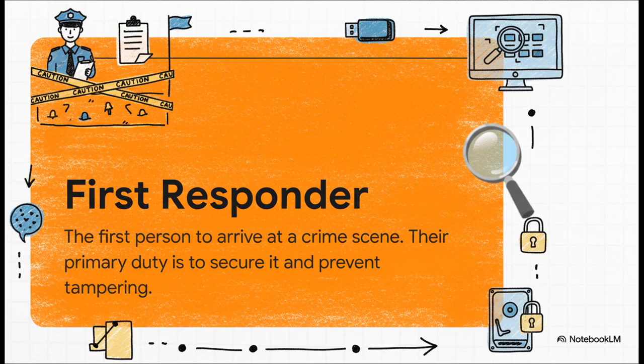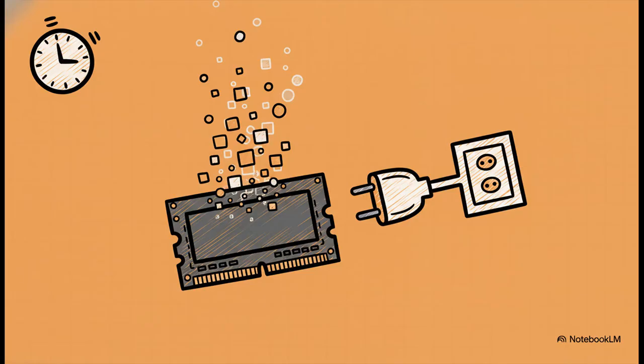Now, the first person on the scene isn't always some seasoned detective. It could be an IT admin, maybe a security guard, and their job is absolutely critical. Secure the area, and this is the big one, don't touch anything that could corrupt the digital evidence. Seriously, their first few moves can literally make or break the entire case. And this is exactly why every single second counts.